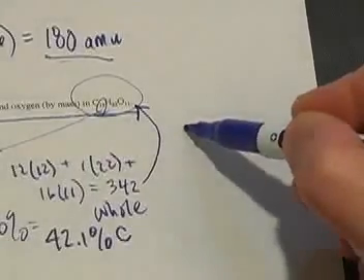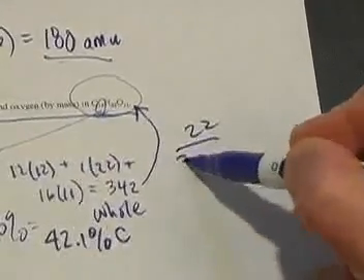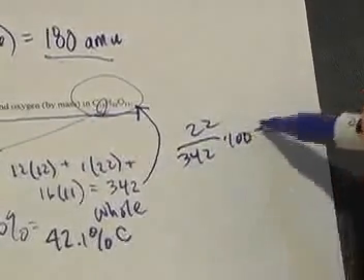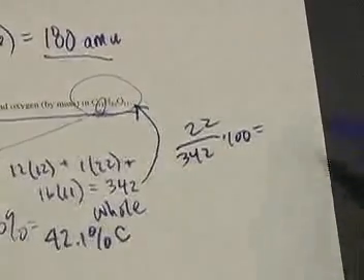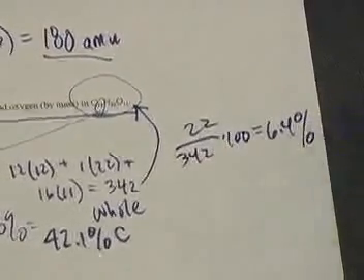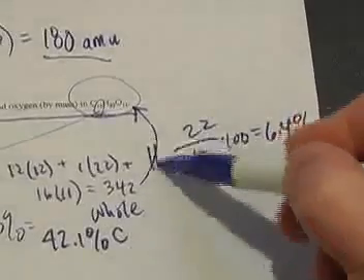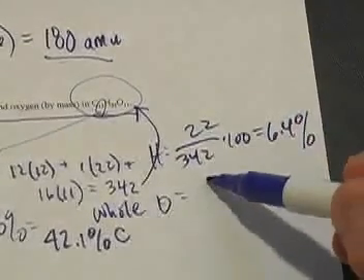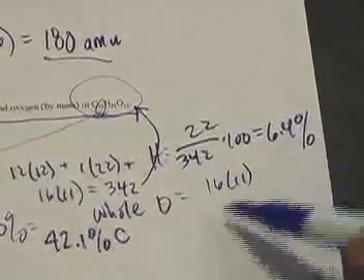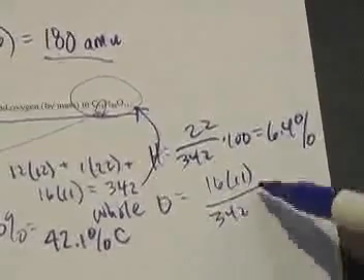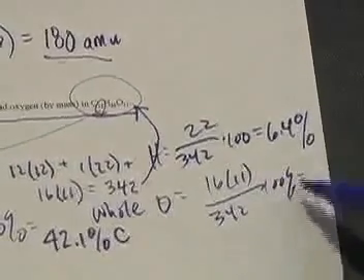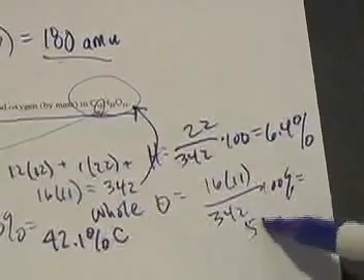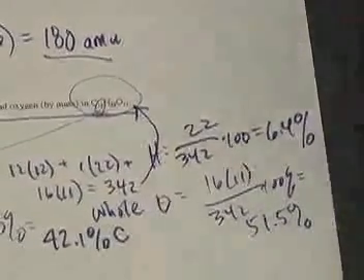And if I wanted to find hydrogen, it would be 22 divided by 342 times 100. And that would turn out to be 6.4%. That's for hydrogen. Now, if I wanted to find oxygen, oxygen is equal to 16 times 11, because there's 11 in there, divided by 342. Multiply that by 100%, and that would turn out to be 51.5%, as well.